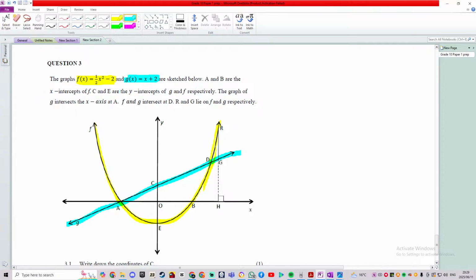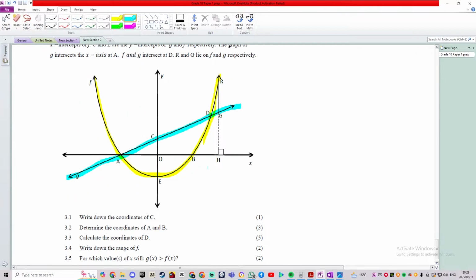A and B are the x-intercepts of f. C and E are the y-intercepts of g and f respectively. The graph of g intersects the x-axis at A. f and g intersect at D. R and G lie on f and g respectively. Okay, let us head into it. 3.1. What are the coordinates of C?